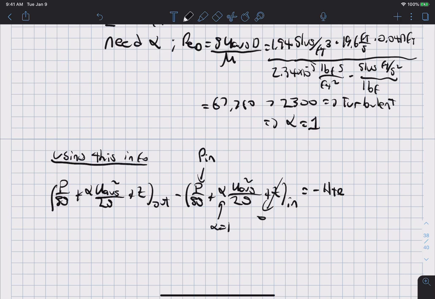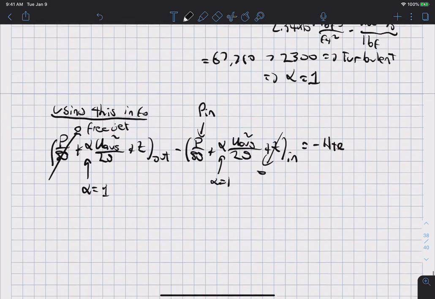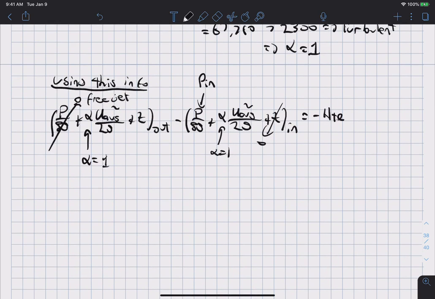The elevation at the inlet is 0. We know that alpha equals 1, and we know that P equals 0 because it's a free jet. So we're assuming that the atmospheric pressure is 0 here. Then we solve this for Pn.